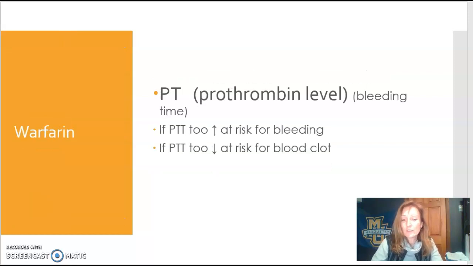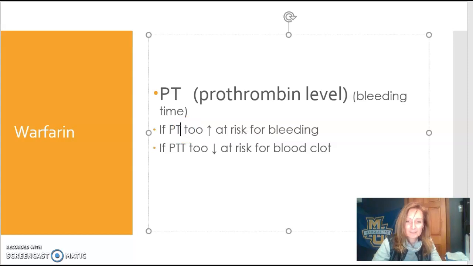Now, the next medication is warfarin. If a patient is on warfarin, what level are we going to be monitoring in their labs? The PT, the prothrombin time. So that bleeding time. Again, sorry, I put PTT there. It should be PT. If the PT is too high, we know that they are at risk for bleeding. If the PT is too low, we know that they're at risk for a blood clot. There we go. Sorry about that. PT.